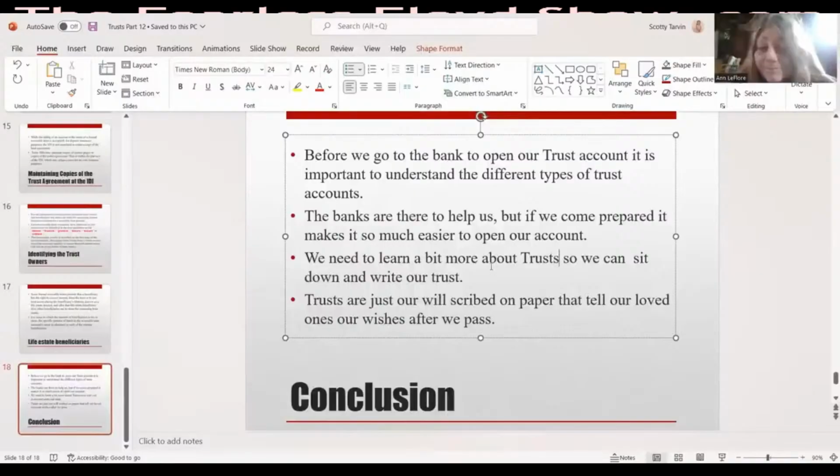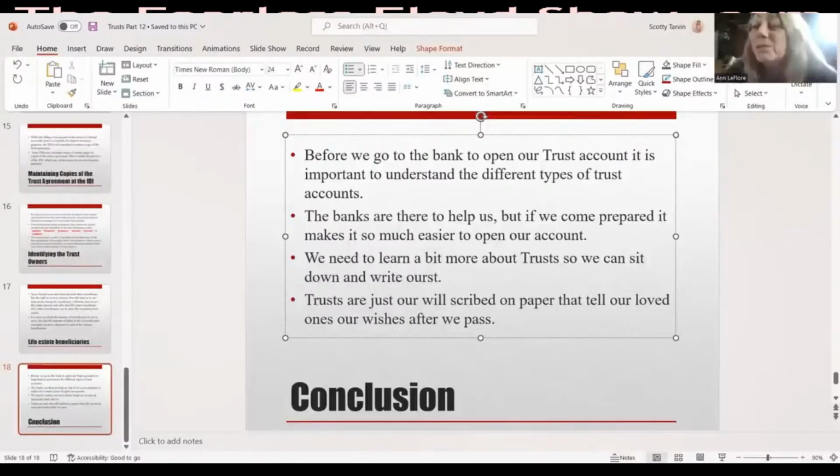Trusts are just our will scribed on paper that tell our loved ones our wishes after we pass. It's a nice way to say goodbye. Believe it or not, there's schedules in trust, and Schedule A is always what our assets are. It's always what we're worth. Schedule B can be notes. It can be personal property.